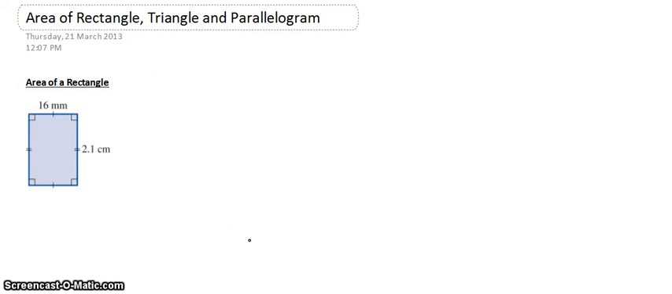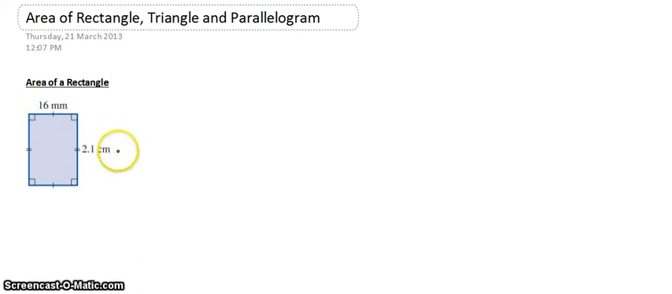Okay, so here we're going to look at finding the area of a rectangle, a triangle, and a parallelogram. It's important to remember to state your rule first, followed by your number sentence, then followed by your answer. It's also important to remember to make sure that you're using measurements that are in the same unit.